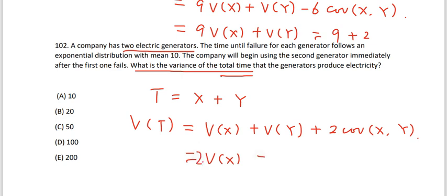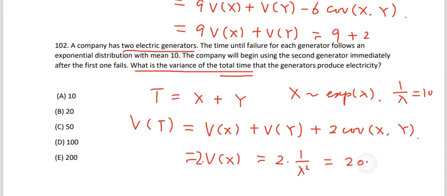So what is V(X)? What is X? We say X follows an exponential distribution. So the mean is 1 over lambda, which equals 10. We know its variance is 1 over lambda squared, right? So 1 over lambda is 10, 1 over lambda squared is 100. So that's equal to 100.